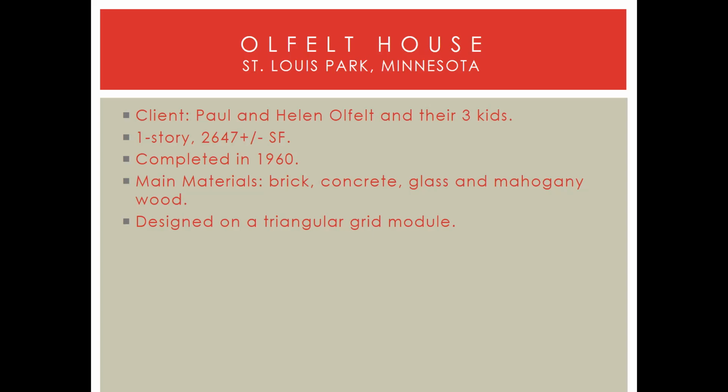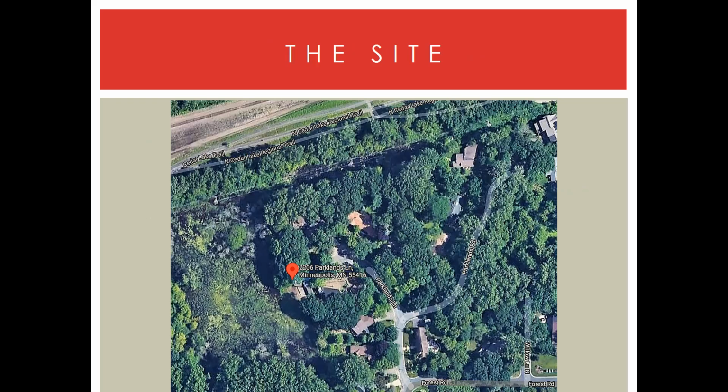The main materials, again, Mr. Wright used the term thoroughbred, liking to keep materials to a minimum. This time it's brick, concrete, of course, the Cherokee red concrete floors, glass, and mahogany wood. Of course, mahogany wood is very expensive these days and difficult to obtain. This particular house was designed on a triangular grid module.